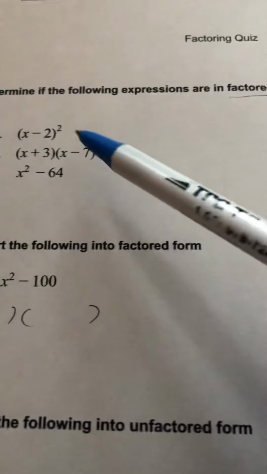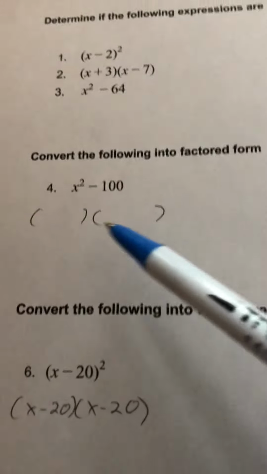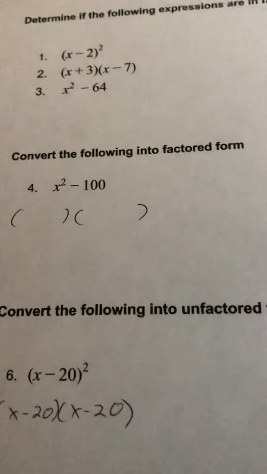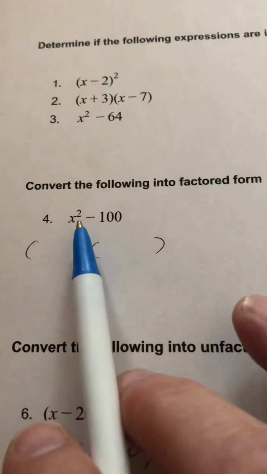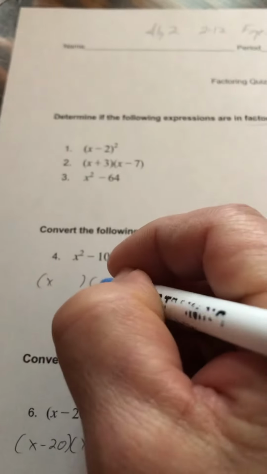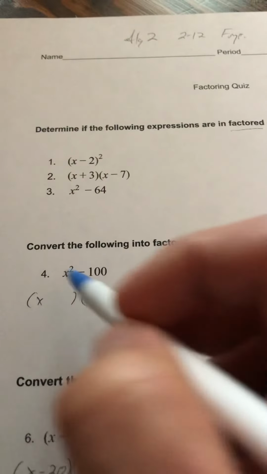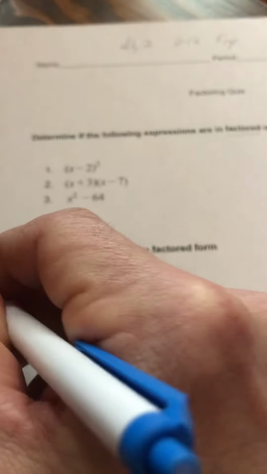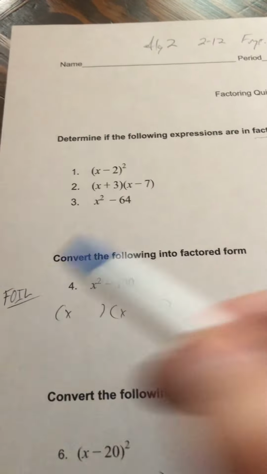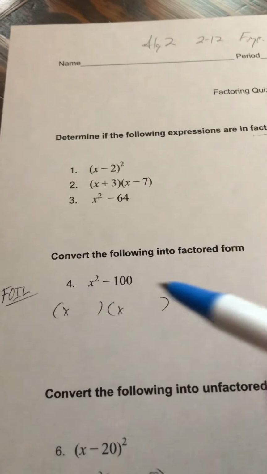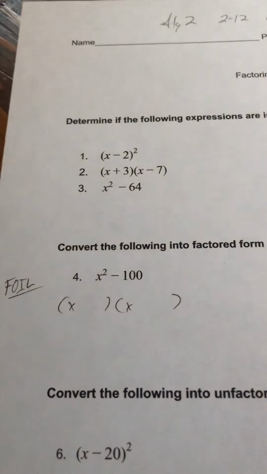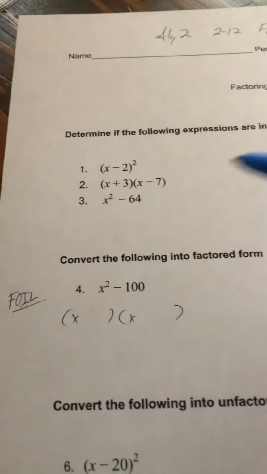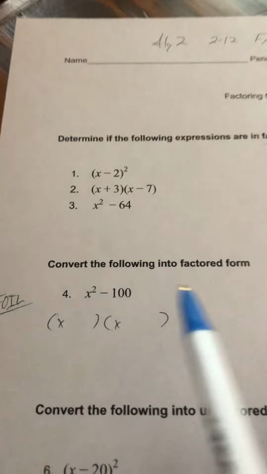All right, so after you're done, label them factored and unfactored for 4 and 5. Convert the following into factored form. What you're going to do, remember, is think of, first of all, x squared. You're going to have an x here, and an x here, because x times x is x squared. Remember that. We're doing FOIL. I was talking about this in my previous videos. First, outside, inside, last. I know Mr. Fry wants to talk about double distribution, and you should follow those directions, but I'm going kind of old school here and talking about FOIL.